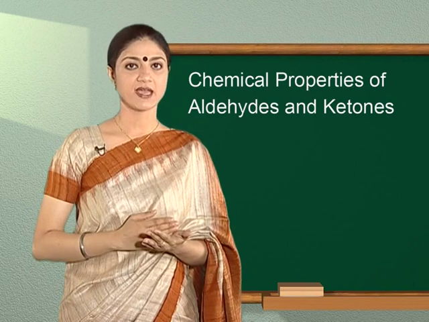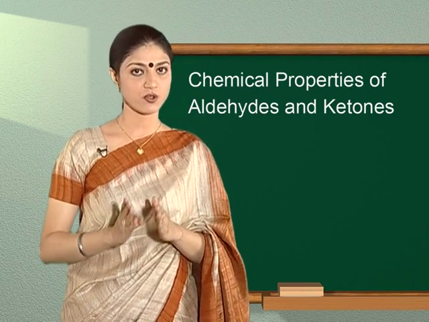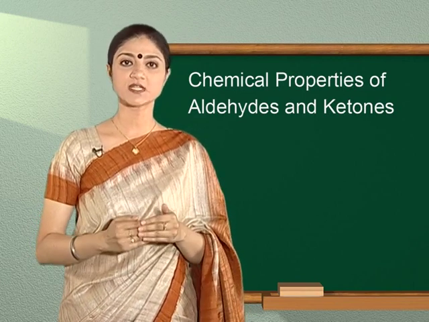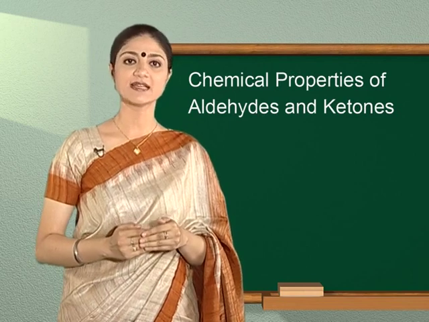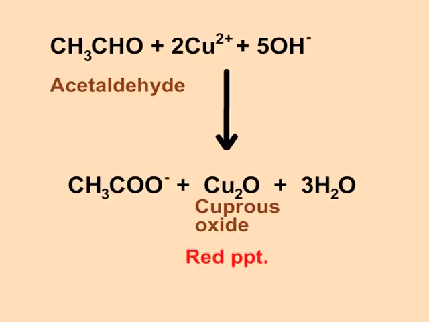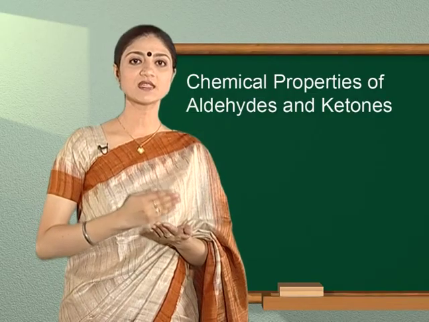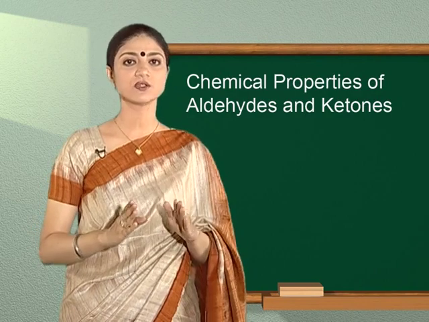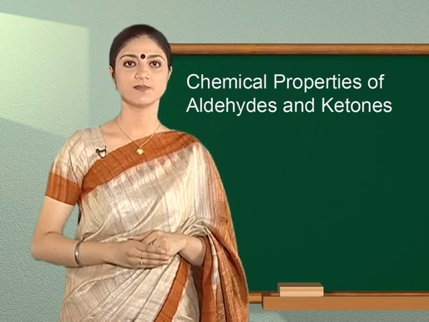When an aldehyde is heated with Fehling solution, a red precipitate of cuprous oxide gets formed. The reaction proceeds as shown on the screen. Acetaldehyde reacts with cupric ions and hydroxyl ions to form acetate ions and cuprous oxide, which is a red precipitate, along with water. Aromatic aldehydes do not reduce Fehling solution.